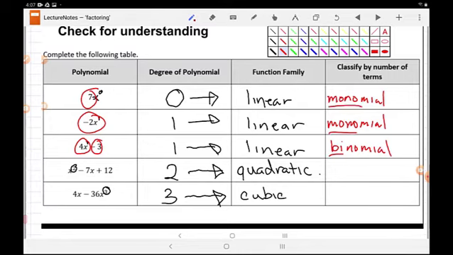Perfect. All right. What do you think we call it when we have 3 terms? Hopefully you guessed it: trinomial. Okay, and the last one, there are 2 terms here also, so we're going to call that a binomial. And that's it. That's the vocab for this chapter.